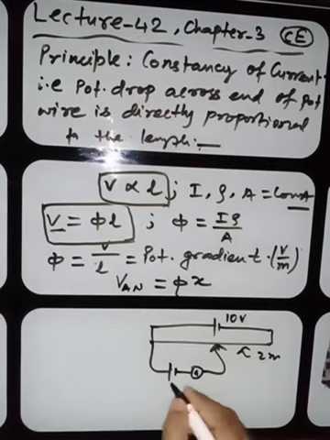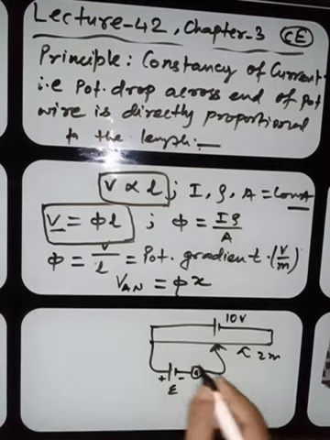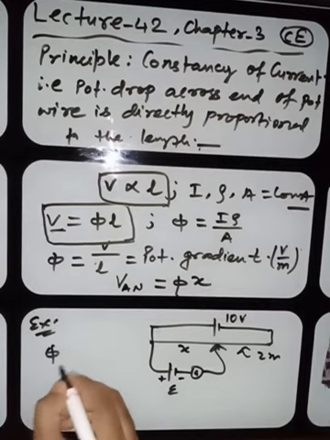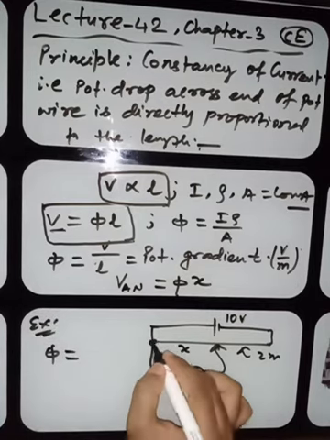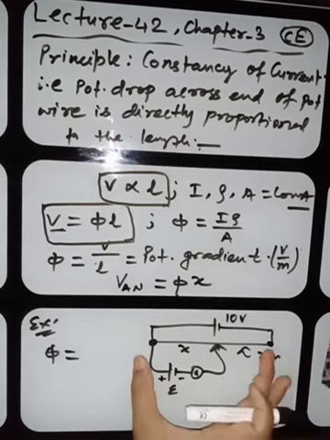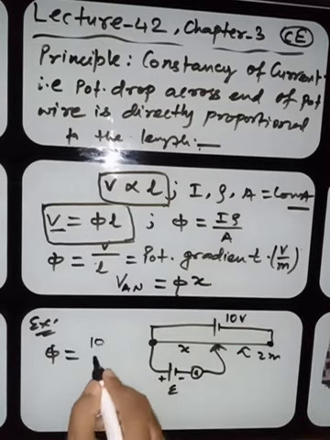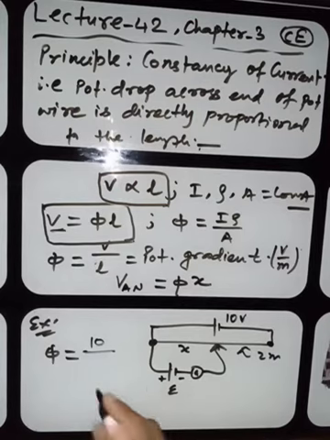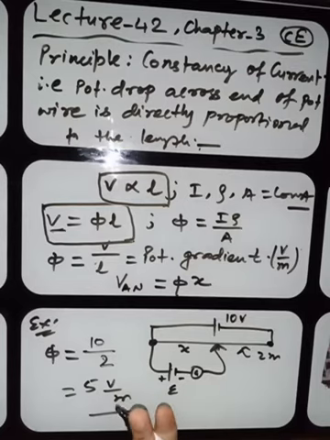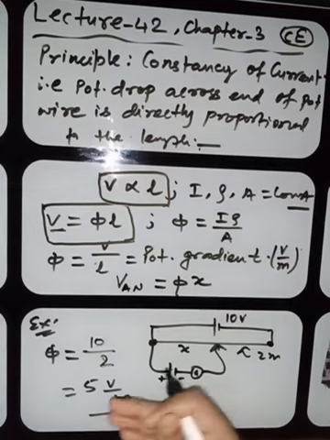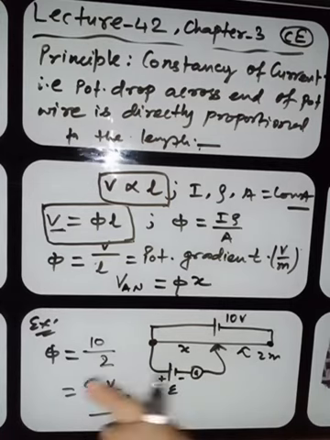Here you have the galvanometer, the EMF, and this is the X. What will be the value of phi? So phi is nothing but the potential across this wire, and the potential across it is 10 volt. So this will be 10 by total length, how much? It is 2. So the answer is 5 volt per meter. Very simple. Okay. So in this way you can find out the value of phi.